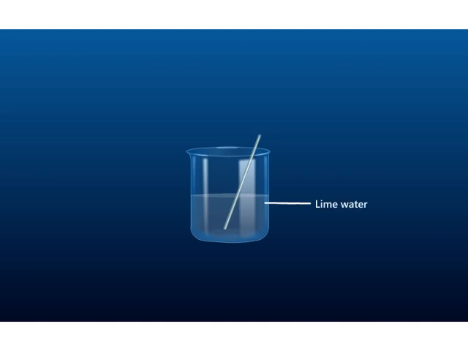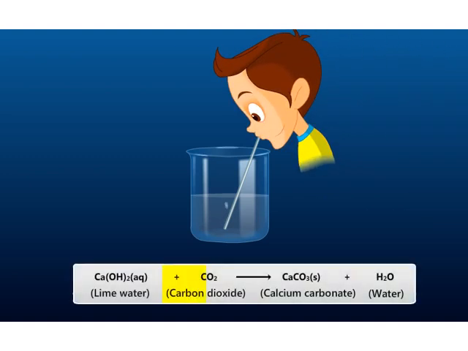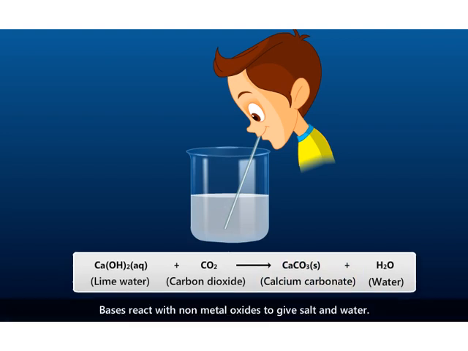Lime water is a solution of calcium hydroxide, which is a base. When air is blown through lime water, carbon dioxide, which is a non-metallic oxide, reacts with lime water to give calcium carbonate, which is a salt. Bases react with non-metal oxides to give salt and water.